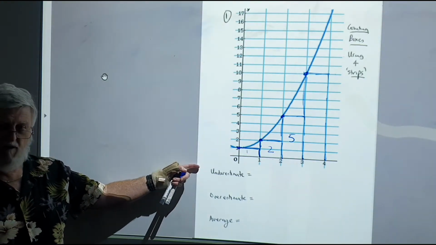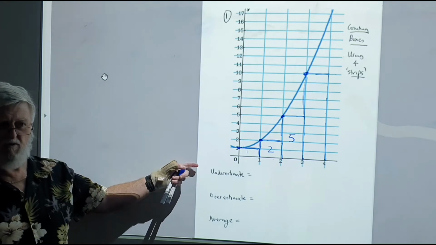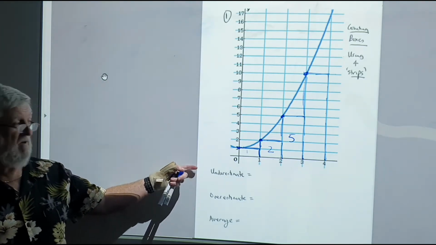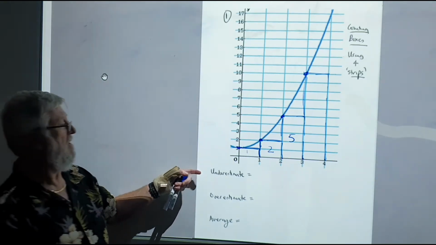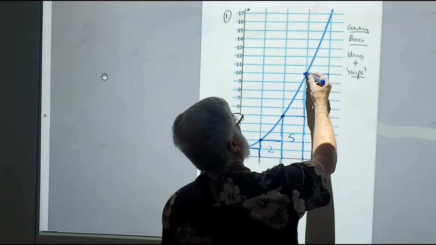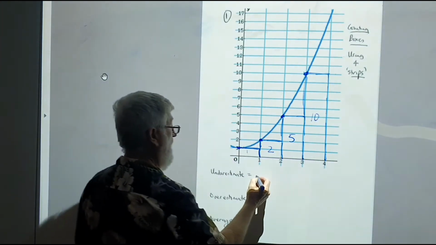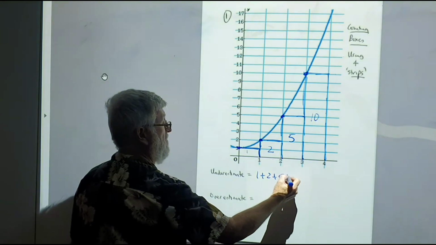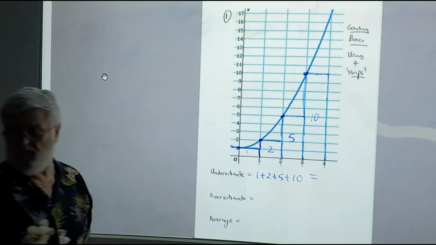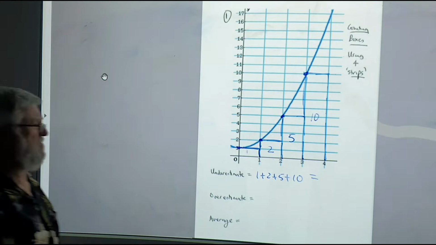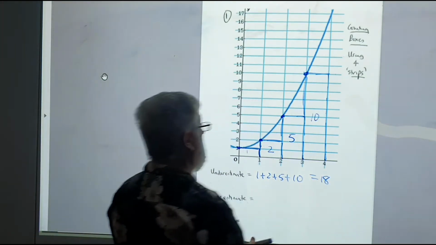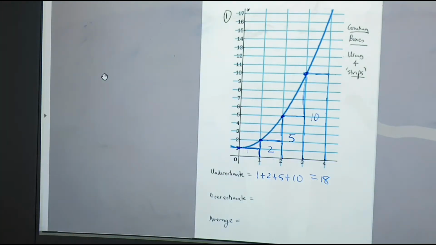So when it comes to a function though, when we're drawing this with functions and using function notation, people just go and do all sorts of silly stuff. So this rectangle is how high? It's 10 high, 10 by 1 is 10. So the underestimate is 1 plus 2 plus 5 plus 10, which turns out to be 18. You can follow with me on your sheets if you want. And then, oh, different colour pen, I'm going to go black. My red's playing up on these whiteboards.